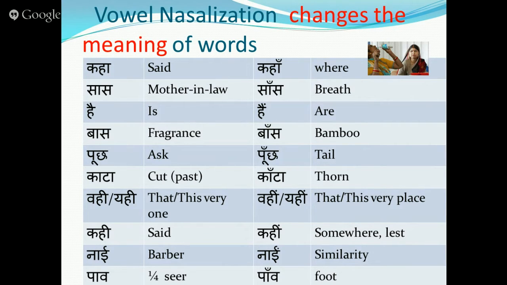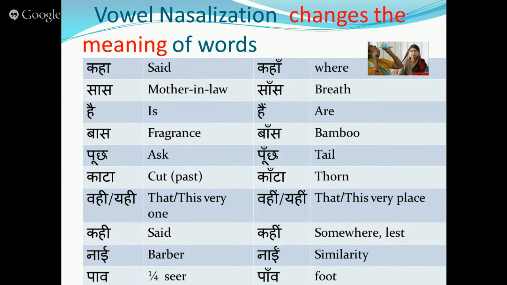Now that is a very major difference just from nasalization. So you can imagine sentences where you would completely throw someone off. Wahi yahi versus wahi yahi. So kahi is said in the past tense as well. And kahi means somewhere or less. Huge difference.